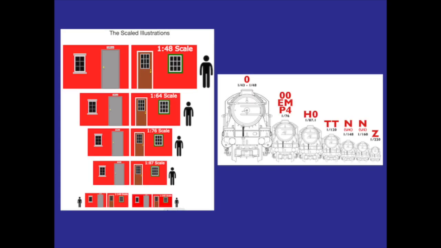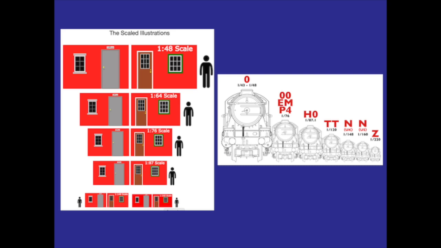Many people confuse scale, a ratio of a full-size object to a model of that object, and track gauge, which is the width between the rails. In this case, it is the width between the rails for model trains. Full-size standard gauge is 4 feet 8.5 inches between the rails.